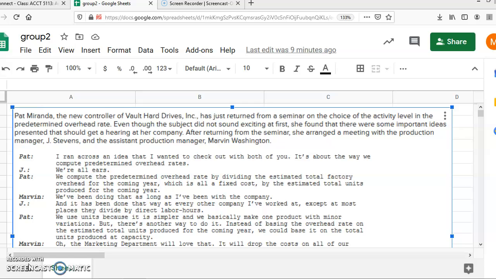Pat: We use units because it's simpler and we basically make one product with minor variations. But there's another way to do it. Instead of basing the overhead rate on the estimated total units produced for the coming year, we could base it on the total units produced at capacity.